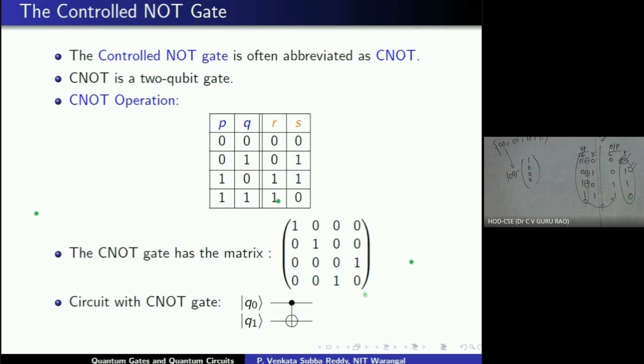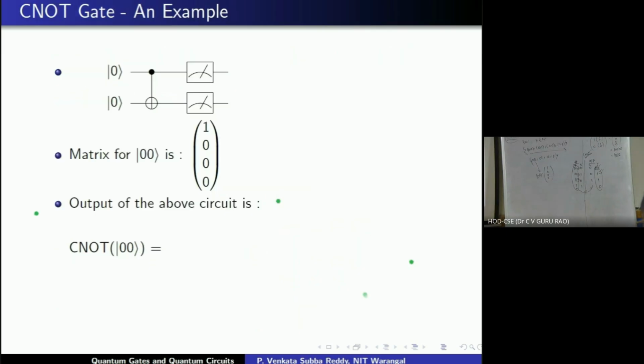Now can you tell me, if Q0 is 0 and Q1 is also 0, what is the answer we get here? 0, 0. How did we get that? This is 0, 0, which means ket 0 tensor ket 0. That is the actual input. Ket 0 tensor ket 0 is the input. Is that okay? Okay. Now what is happening? This is the control. Control is 0. Is the target changed or not changed? Not changed. That's why we should get the same 0, 0.